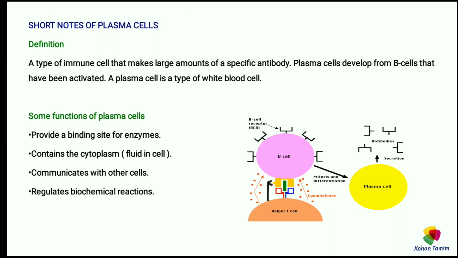Some functions of plasma cells: provide a binding site for enzymes, contains the cytoplasm, communicates with other cells, regulates a biochemical reaction. Here the diagram shows a plasma cell. Here plasma cell secretes antibodies.